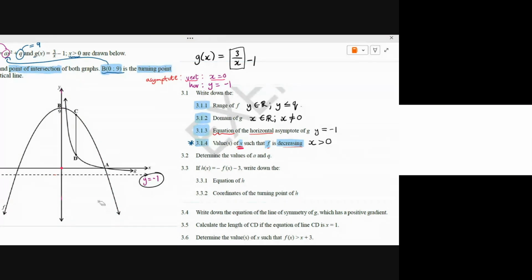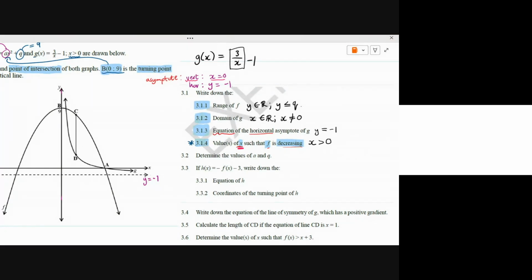Are we all good? I'm so glad. I'm so happy. All right. So when they say decreasing or increasing, go look at the value where your graph starts turning from going up to going down. Okay.